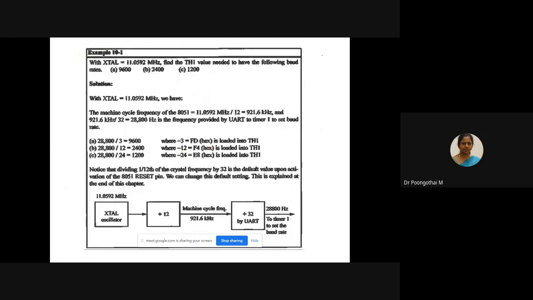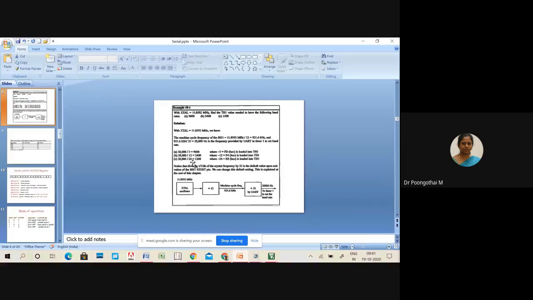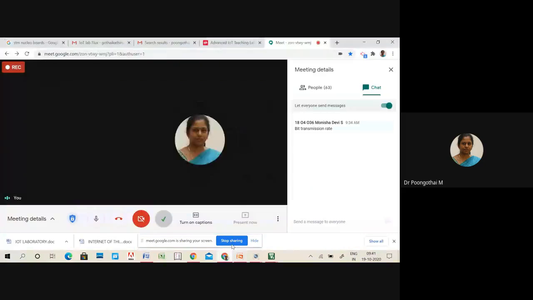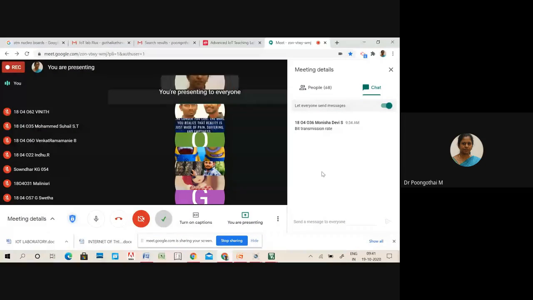So any doubts in SBUF? It's a very important register. Whatever data you want to transfer or receive, you have to place that 8-bit data in the SBUF register. So physically two registers, one is read-only, the other one is write-only. Any other doubts regarding this?